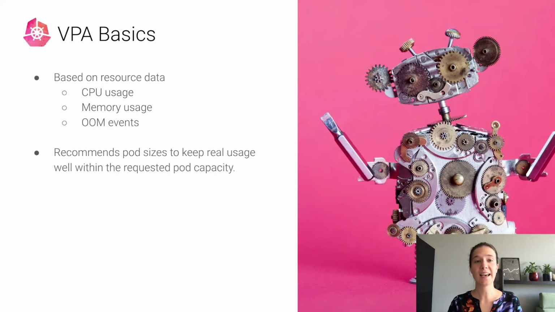So we've seen that horizontal pod autoscaler cares for the right amount of pod replicas for a workload. Vertical pod autoscaler, however, recommends pod sizes. It constantly monitors the real CPU and memory usage of your application to estimate how much CPU and memory your pods should be requesting. The recommendation that it makes ensures that the real usage is well below the requested resources.